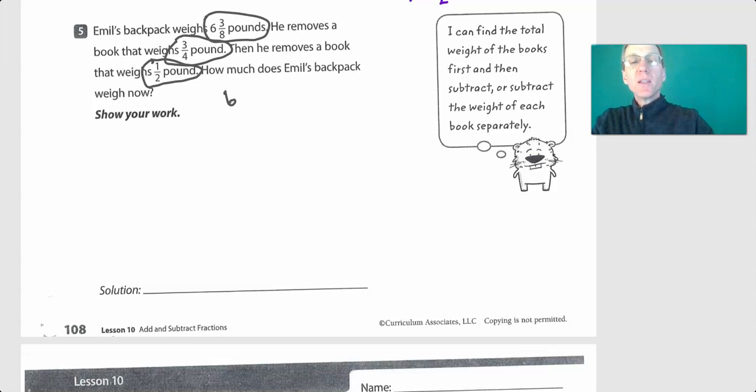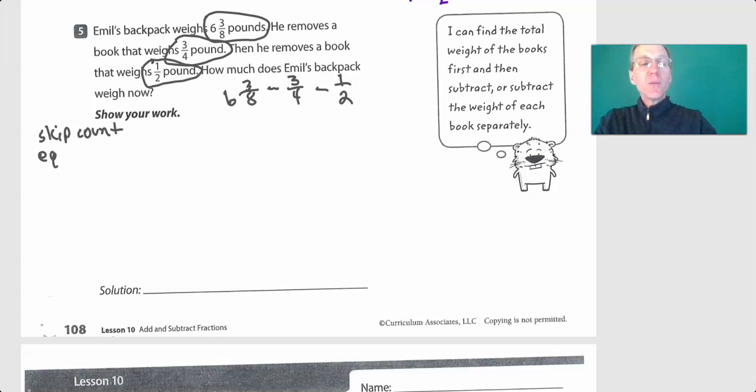We've got 6 3/8. We're going to take out 3/4 of a pound, and then we're going to take out 1/2 of a pound. So we're going to subtract two things. We can only subtract one at a time. So we don't have common denominators here, so let's skip count. And then let's write an equivalent fraction. That's all we're doing.